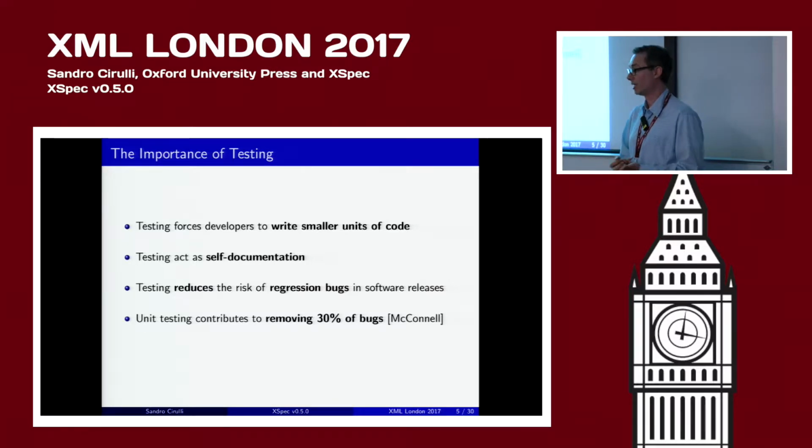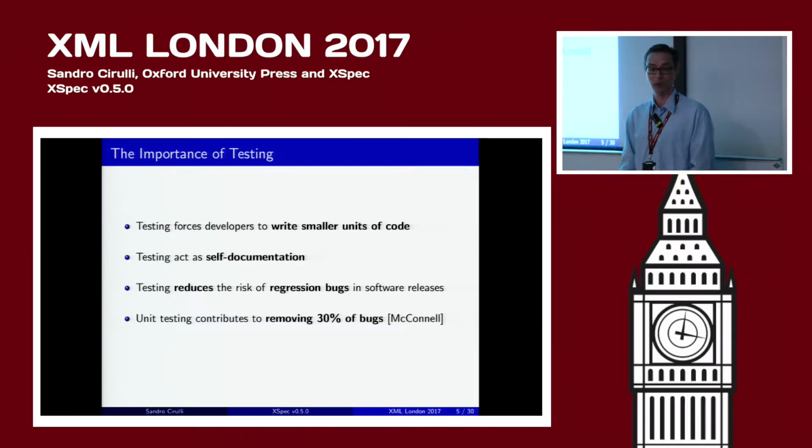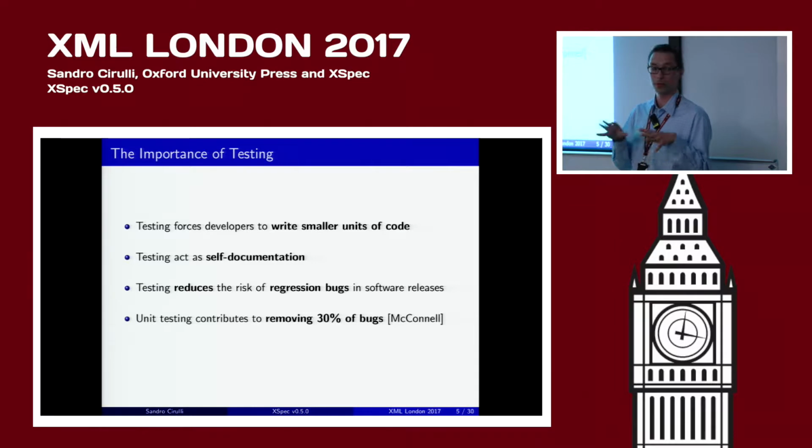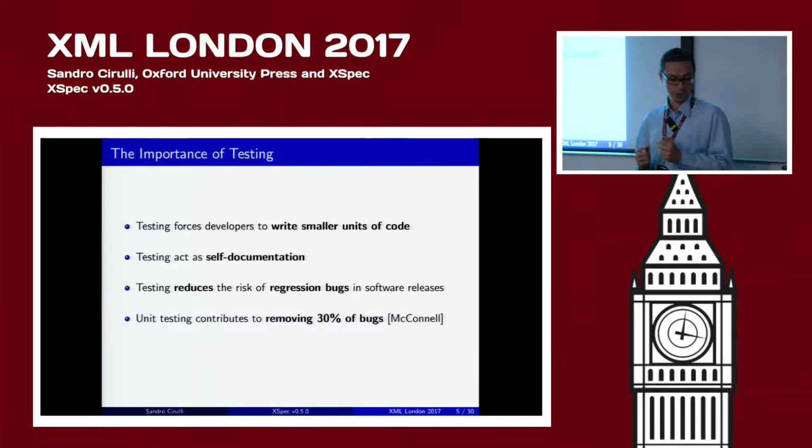Of course, the major reason for tests is to reduce bugs in code, particularly regression bugs. So if you implement a new feature, you want to make sure that all the existing features are not suddenly broken, and you can do this via testing, especially via an automatic test suite. And finally, it has been calculated that unit testing alone contributes to removing about 30% of bugs in software.